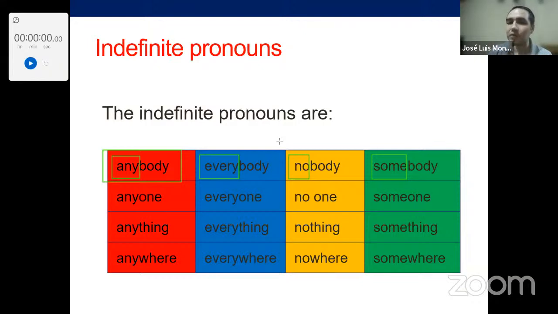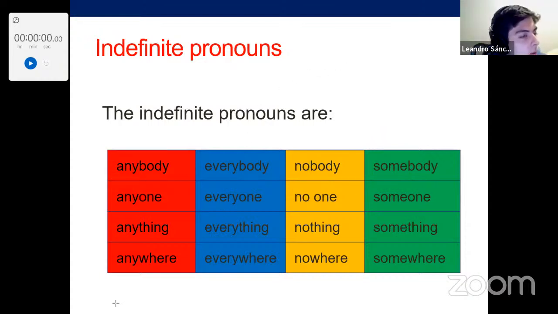So before going there, one more question. Which ones do you use for affirmative statements and which ones do you use for negative statements? What do you say? Anybody is for positive statements and nobody for negative. Okay, we're going to see that. And what about everybody and somebody? Everybody is for positive and somebody for negative. Okay, so if we analyze, I believe you're right with two of them. It's going to work like that.